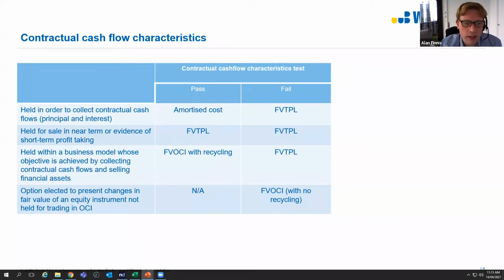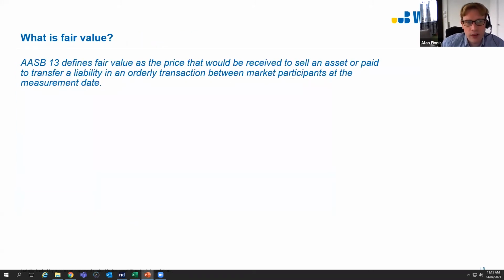And like you said, with the contractual cash flow characteristics test, there is an element of judgment there as well. So if you are in a situation where you're thinking about whether you can put it through OCI with recycling as opposed to taking it through the P&L, it's probably best to consult with somebody on the specific situation.